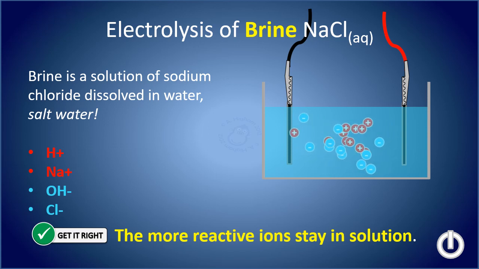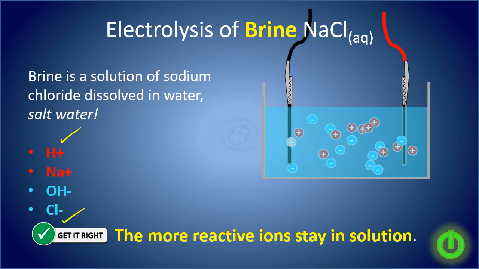Sodium is more reactive than hydrogen. You might remember that from your reactivity series. We'll look at a reactivity series later, but sodium is quite close to the top of it, so the sodium should stay in solution. The chloride ions will move to the anode. So in theory we should get hydrogen and chlorine produced. Let's see what happens when we switch the current on.